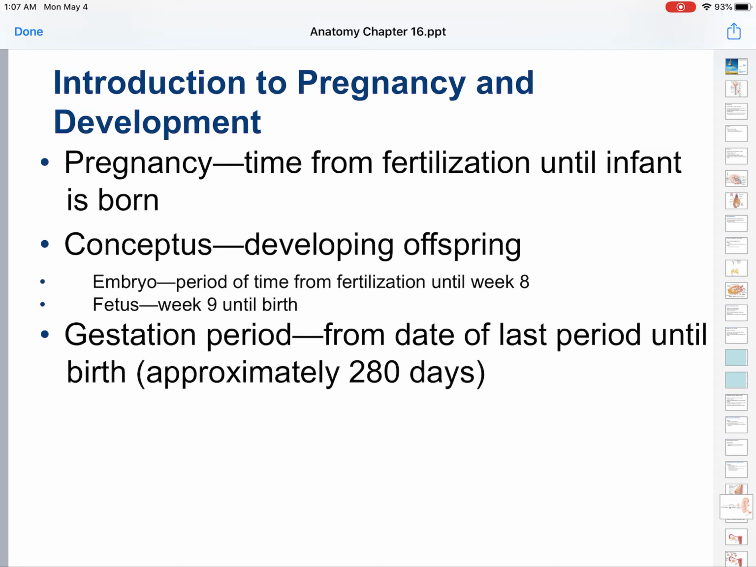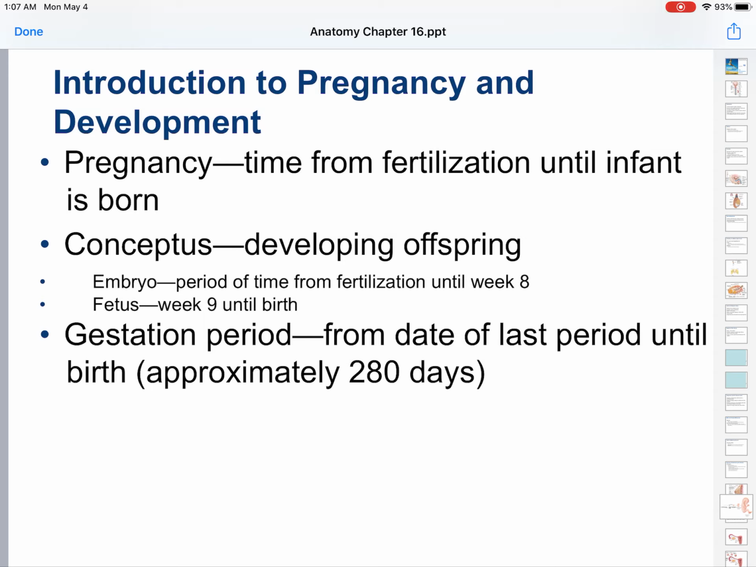All right, let's get back to the oocyte and the sperm. During ovulation, the oocyte is released into the fallopian tubes, which is the site of fertilization. If it is fertilized, that is called a pregnancy, from the time of fertilization until the birth of the child. The conceptus is the name of the developing offspring. Normally we refer to it in two different stages. In the first 2 months, you have the embryo.